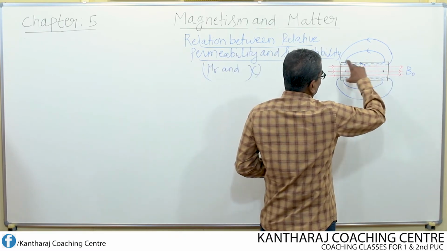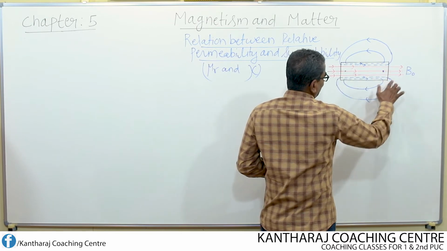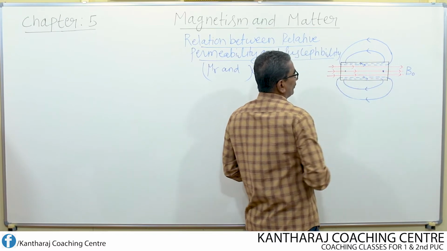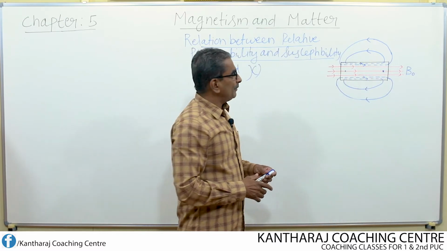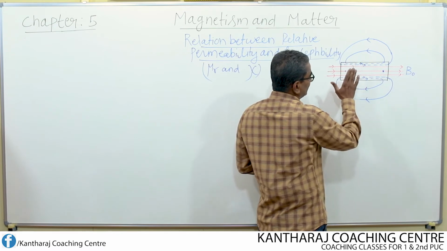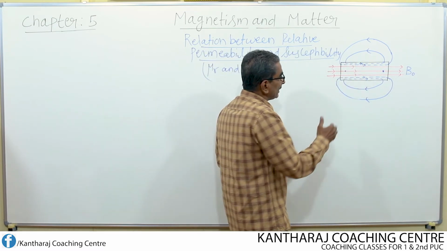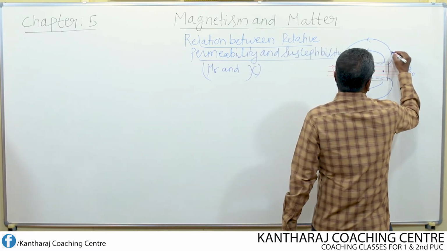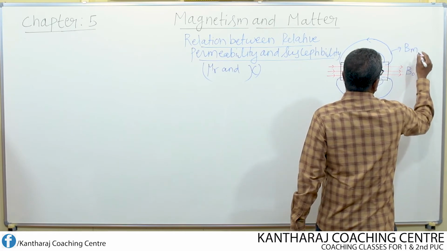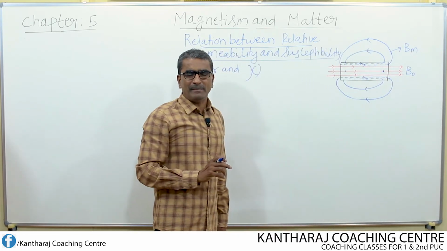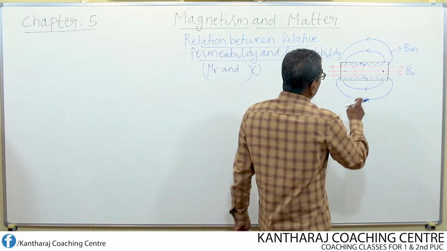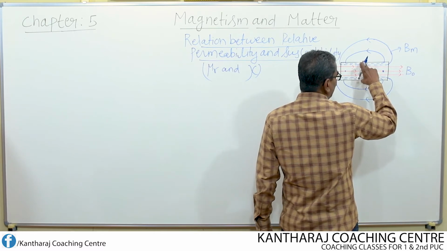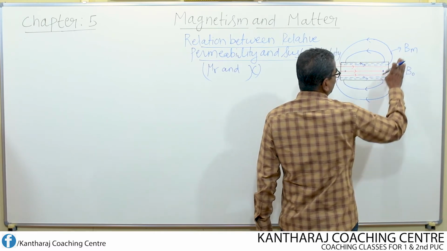Once the iron or the cobalt is kept in an external magnetic field, because of the influence of the external magnetic field, the whole material gets magnetized, that means it becomes a magnet. Once it possesses magnetization, it develops its own magnetic field. I write this magnetic field as Bm, the magnetic field produced due to magnetization of the material. Now what will be the net field inside the material? The net field inside the material is B equal to B0 plus Bm.